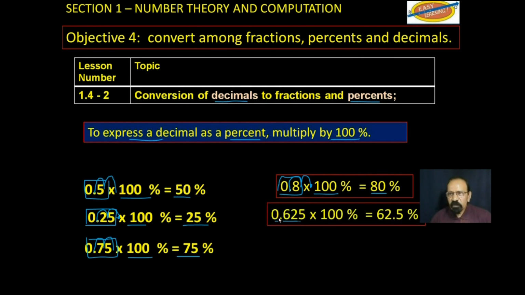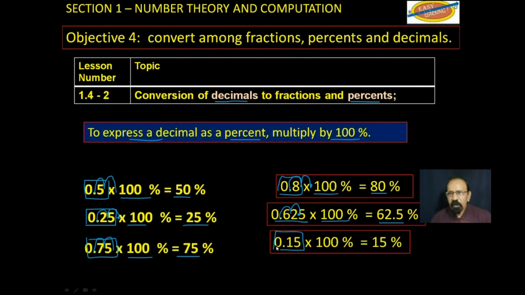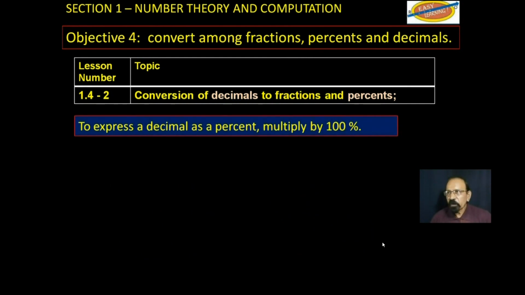And 0.625, again, multiply by 100, shift the point 2 places to the right, 1, 2, that is what you do when you multiply by 100, shortcut, and you get 62.5%. And then if you have 0.15, again, you multiply by 100%, shift the point 2 places to the right, that is a shortcut to multiplying by 100, and you get 15%. So to express a decimal as a percent, you multiply by 100%.